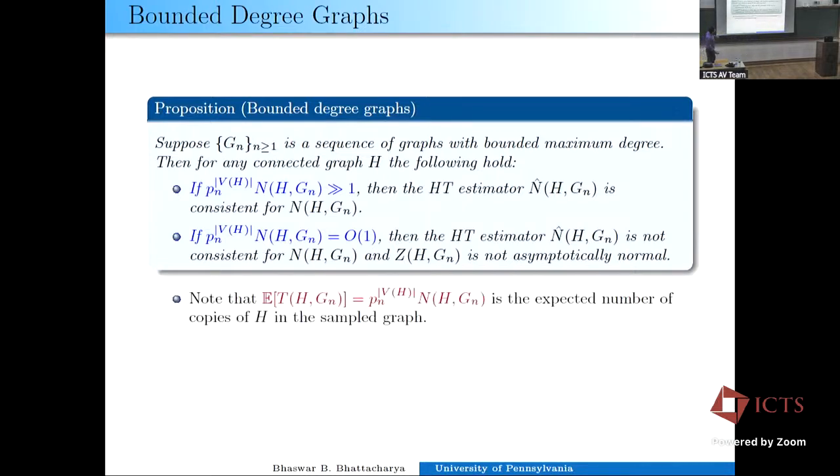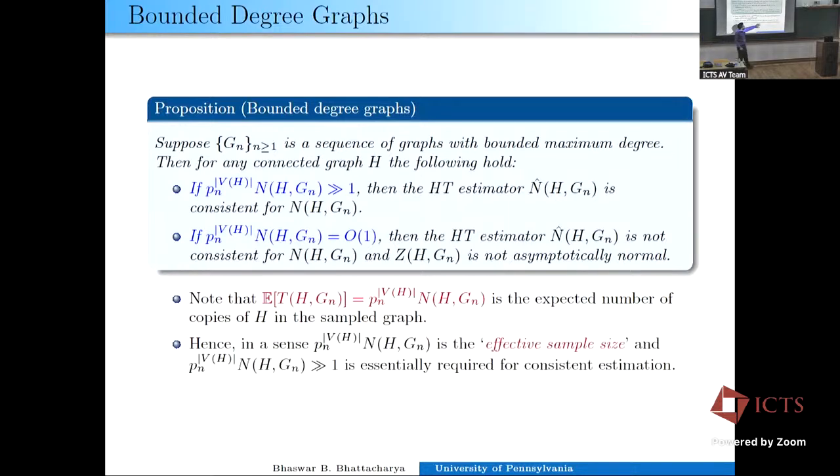So let me try to explain again where this is coming from. This is the expected number of copies. The expected number of copies that you see in the sample has to diverge. There's no hope otherwise. So this can be a bad result because if there are not many copies, you need a large p. But that's unavoidable. If there are not many triangles in the big graph, how can I estimate it properly by sampling in an asymptotic sense? And so this is an effective sample size, and what this shows is this is necessary. So for sparse graphs, we have the precise threshold which we need for consistent estimation.